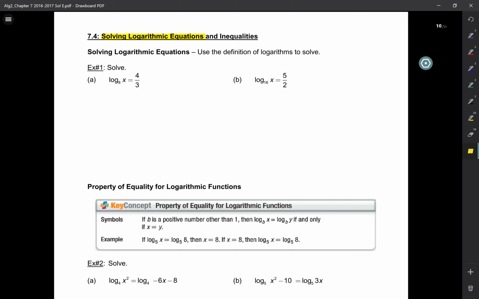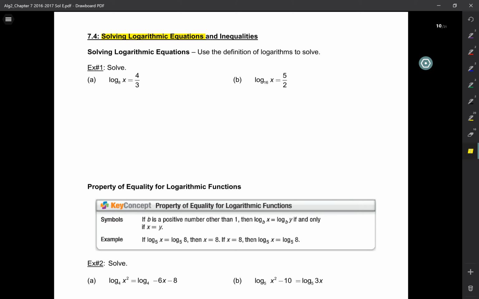Let's start off with one where we have a logarithm only on one side of the equation. So here we have log base 8 of x is equal to 4 over 3. And we're going to use the definition of logarithms to do this. So let me ask you this one more time. If you have a logarithm, what is the answer to a logarithm always? It's an exponent, right? So the answer to a logarithm is always the exponent.